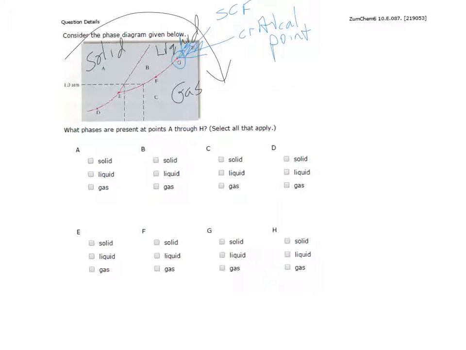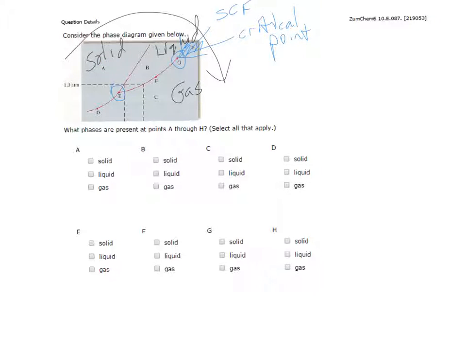The other point that I'd like to draw your attention to is point E, the point at which solids, liquids, and gases all reach an equilibrium. That point is called the triple point. So in the first part they ask what phases are present at points A through H, and select all that apply.